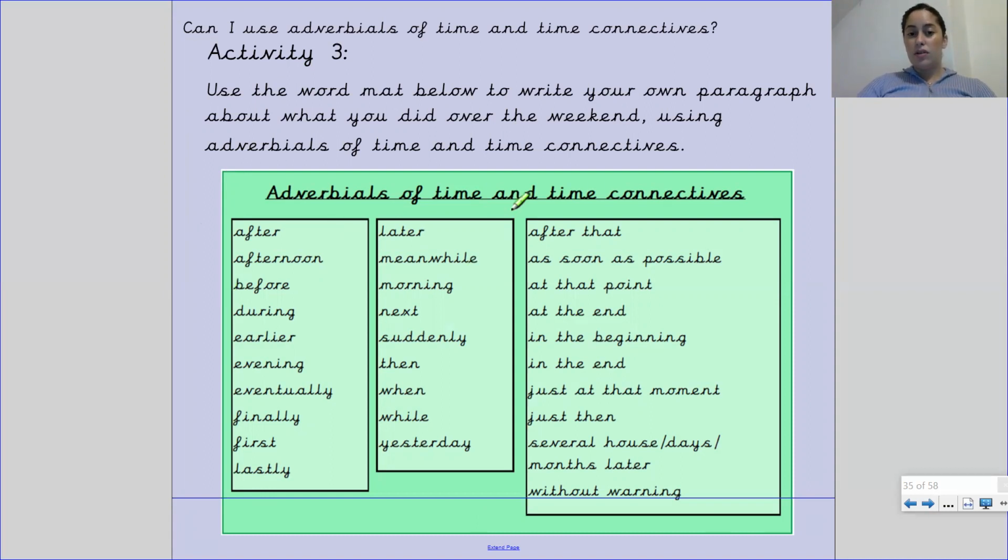Please remember to make sure you include your capital letters and punctuation in every piece of writing, and that you always try your best with your best presentation.